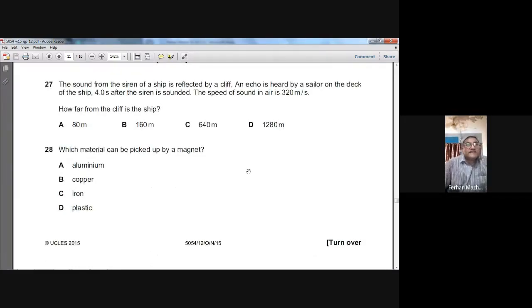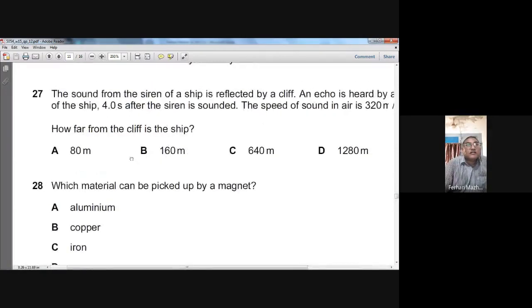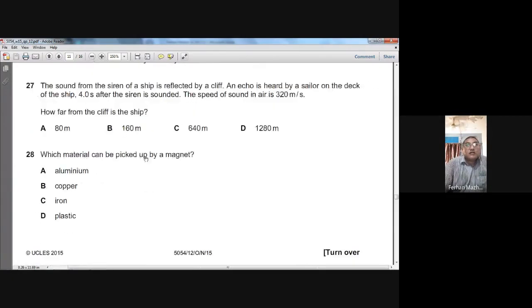Question number 27, the sound from the siren of a ship. Let me increase its size. The sound from the siren of a ship is reflected by a cliff. An echo is heard by a sailor on the deck of the ship 4 seconds after the siren is sounded. The speed of the sound in air is 320 meters per second. How far from the cliff is the ship?